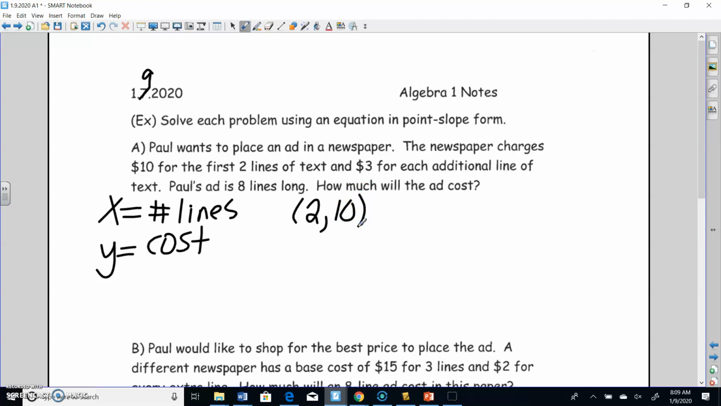And then after that, what's the rate of change? How much is each line after that? $3. So that's our slope. So m equals 3. So we can come up with our equation. We know we've got a point and the slope. So our equation is going to be y minus 10 equals 3 times x minus 2. So there's our equation.